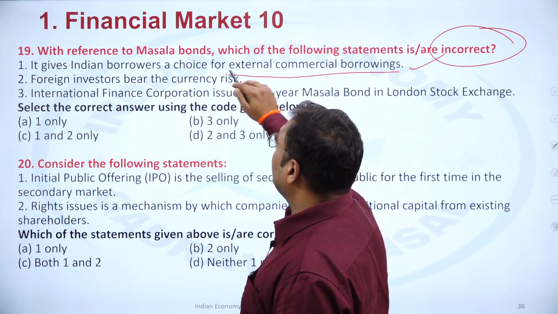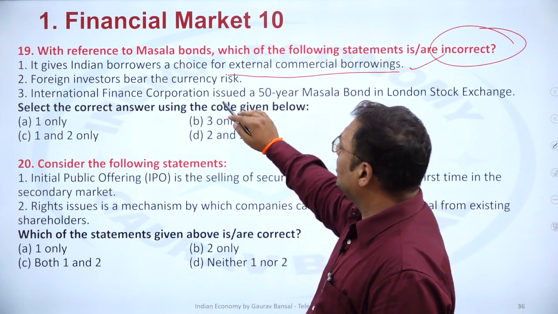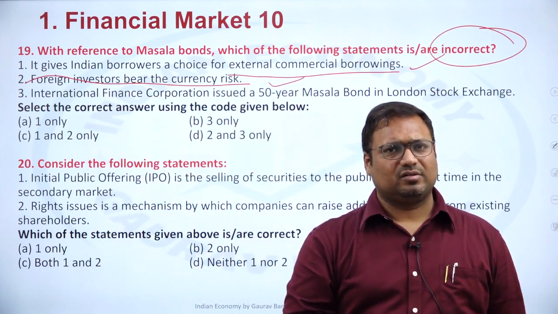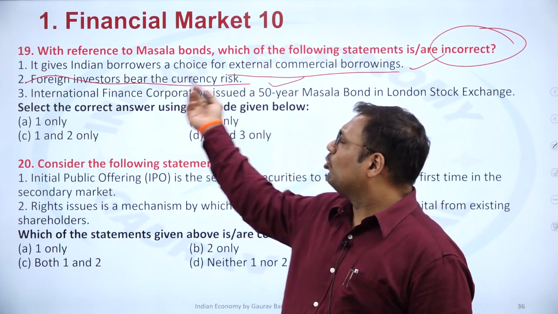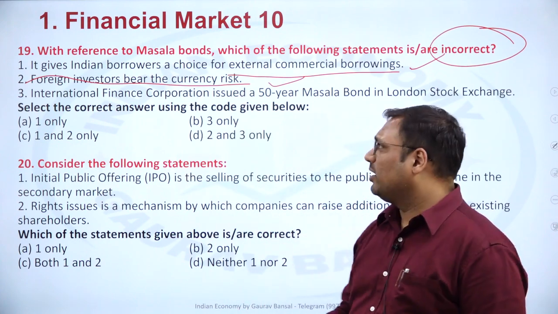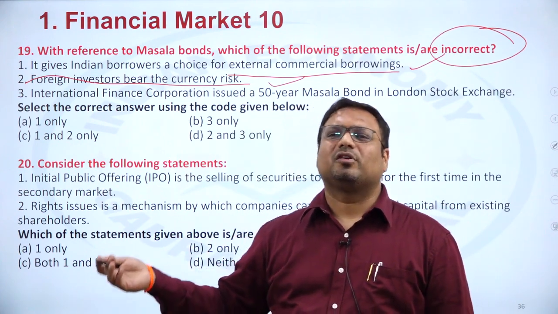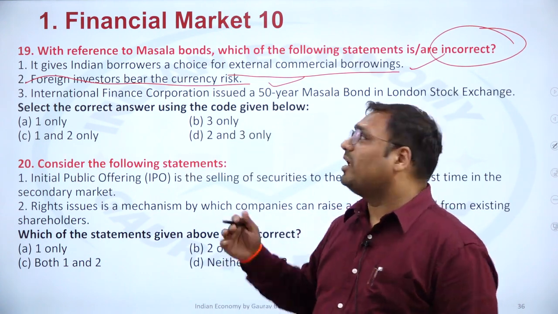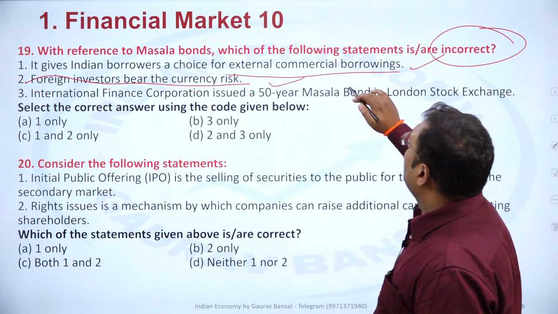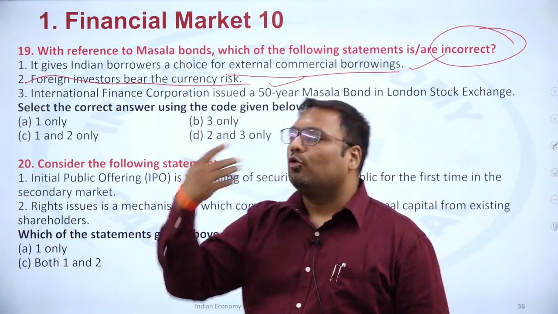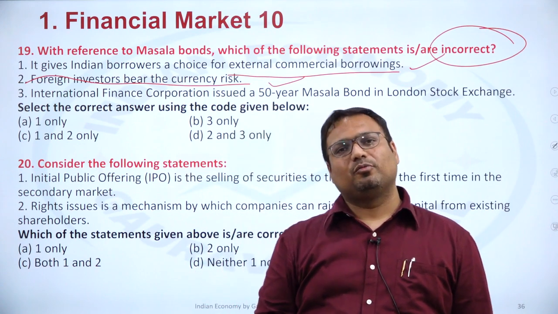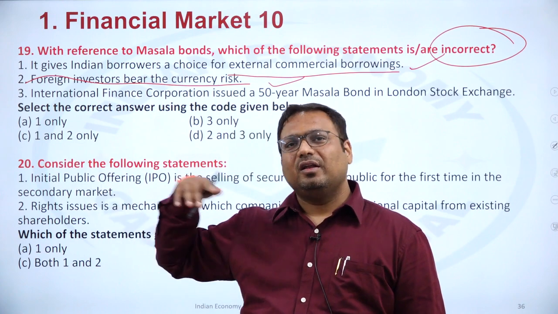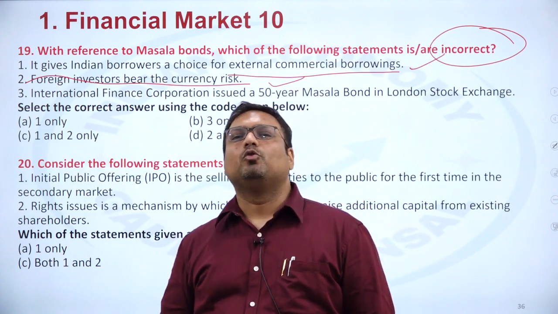So statement one is correct, so this is not one of the answers here. Foreign investors bear the currency risk. That is correct. We do not bear the currency risk. By the way, Masala bond is also covered in much more detail in the topic of bonds. If you want to see more detail on Masala bonds, see the session on bonds, which is session number 10, previous to the previous one. If you are taking a loan in rupee terms and you have to pay in rupee terms only, then if the exchange rate falls or increases, you are not affected. The other person who has given you the loan will be affected.